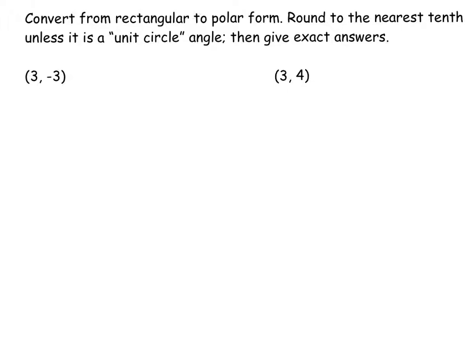So this first one has the coordinates 3, -3. So that puts me where? 3, -3 is a vector in the fourth quadrant, right? So this is 3, this is -3. Now, what should we recognize about this? When our two sides are the same length, right? That's isosceles. That makes it a 45-45. So our reference angle here is 45 degrees.